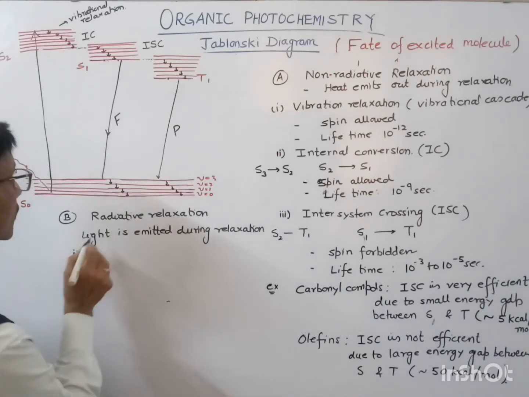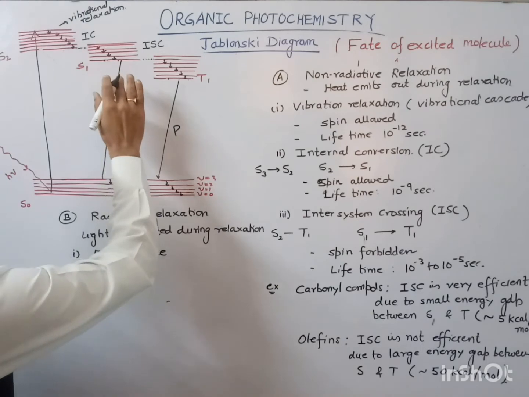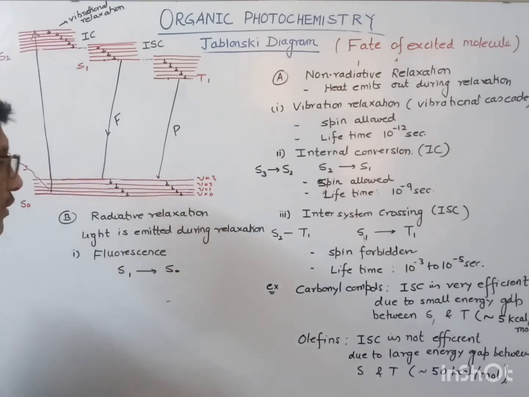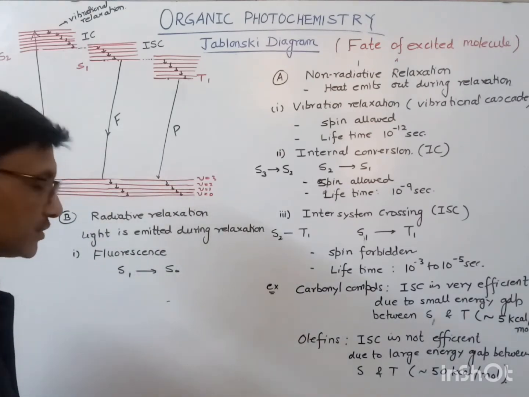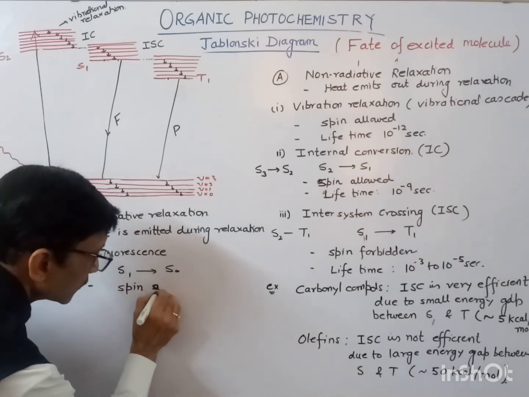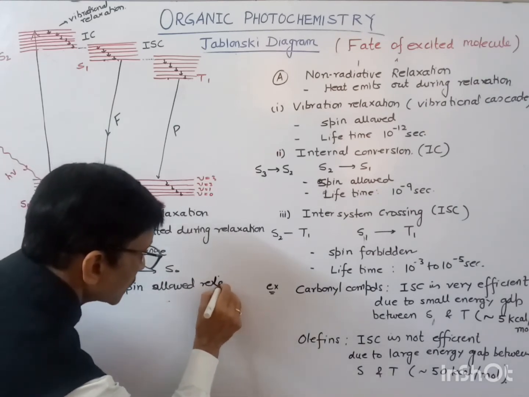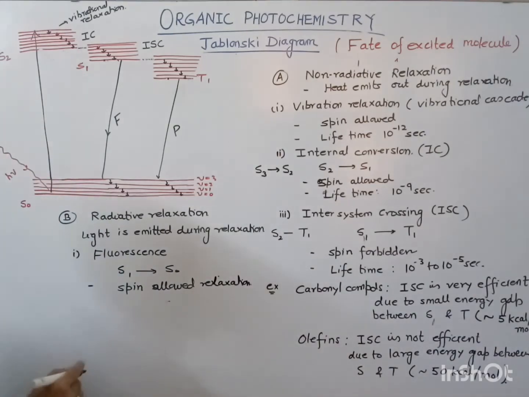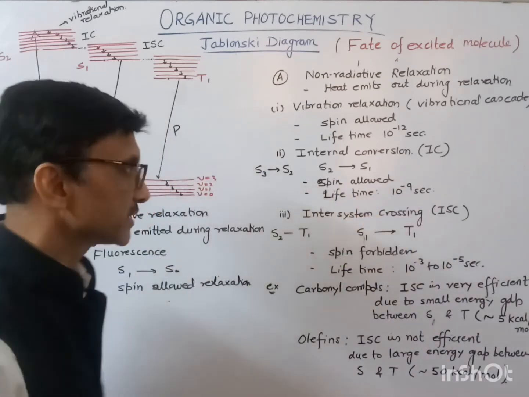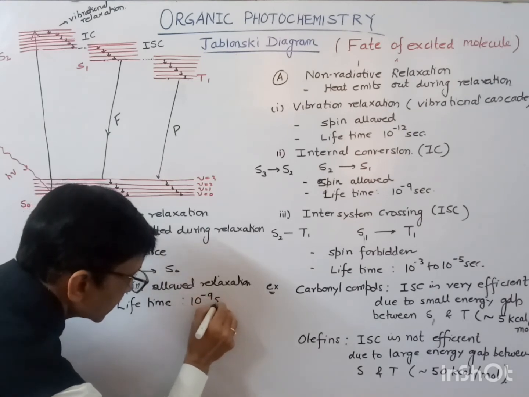So there are two types of radiative relaxation. One is fluorescence, and this fluorescence, as you can see, is from S1 to S0. Both have the same spin multiplicity, which is equal to 1. So such a relaxation is a spin allowed relaxation, and this spin allowed relaxation normally takes place in approximately 10 to the power minus 9 seconds. So here the lifetime is 10 to the power minus 9 seconds.